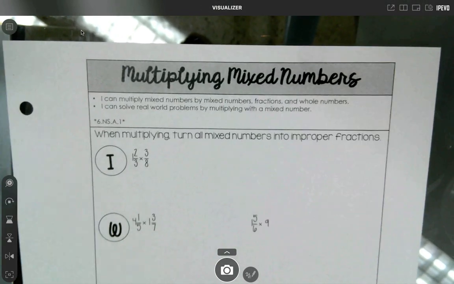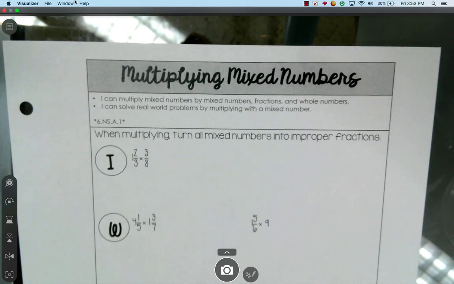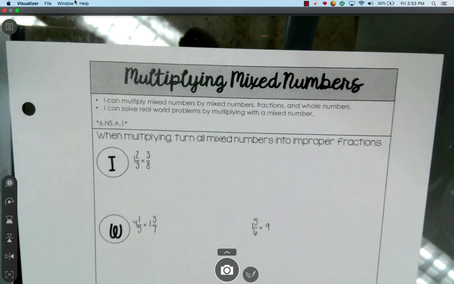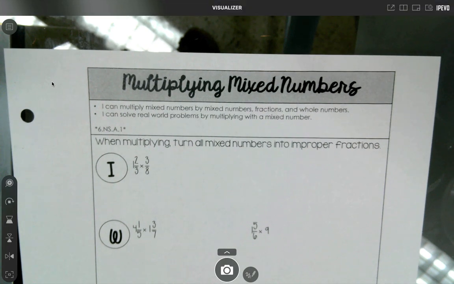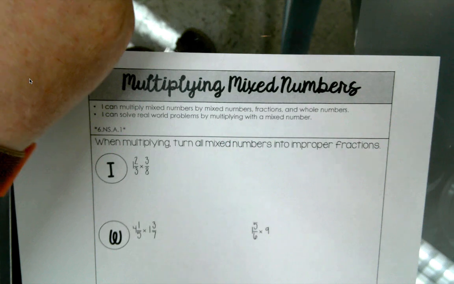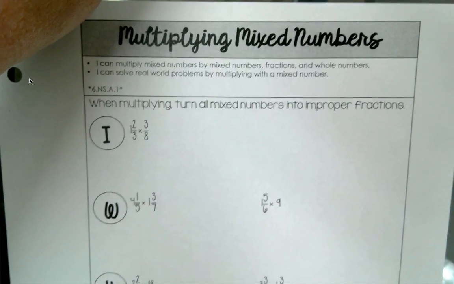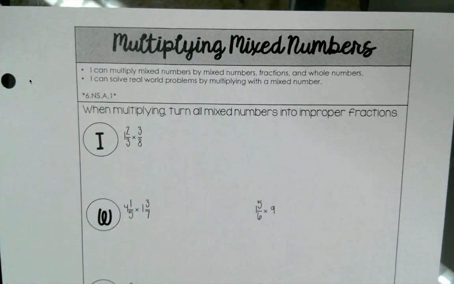All right, we are multiplying mixed numbers. Same thing as multiplying fractions, okay? So that's what we're doing. We're multiplying fractions, but we're going to start with mixed numbers because you guys have been converting mixed numbers to improper fractions and vice versa.